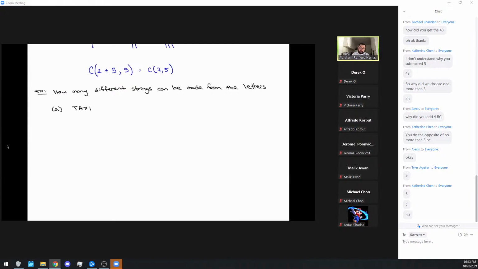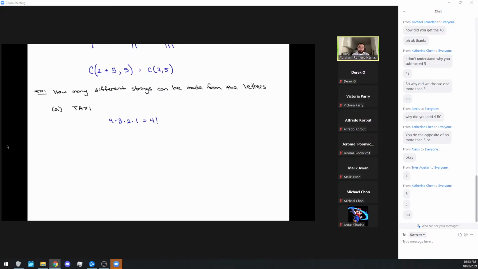No, it doesn't have repetitions. So that means I have 4 choices: 1, 2, 3, 4, and I want to make a string. So it's going to be 4 times 3 times 2 times 1, which in the end is just simply 4 factorial, whatever answer that is. It's 24, obviously, but that's it.